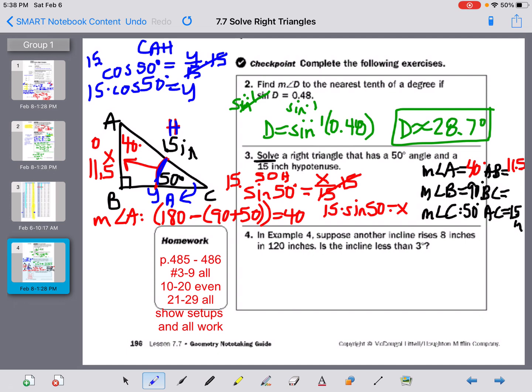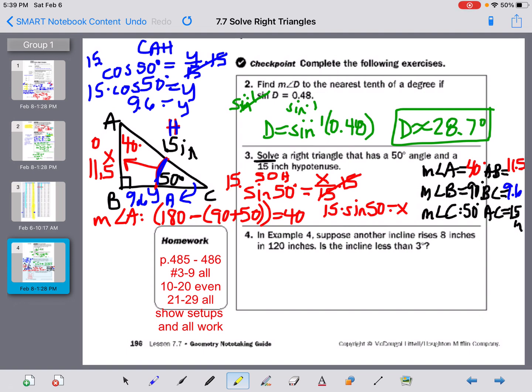That's my standardized test answer. Run it through your calculator. 15 times the cosine of 50, I'm getting about 9.6 on that Y. All right. Now, on my picture, it seems that that should be longer. But remember, it's about the numbers, not about the picture. And everybody knows I'm a terrible artist.